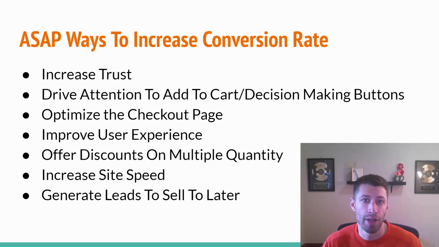We want to improve user experience. That's an obvious one. We want to offer discounts on multiple quantity. This is a great way to increase conversion and increase your average order value at the same time, doing something like tiered discounts. Let's say they buy one, it's $20. If they buy two, it's $18 each. If they buy five, it's $12 each, etc. Those tiered discounts get them to buy more and increase conversion rate.